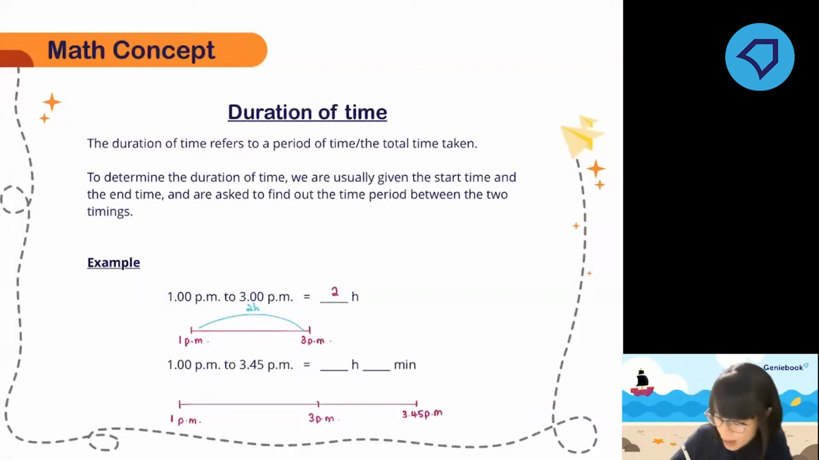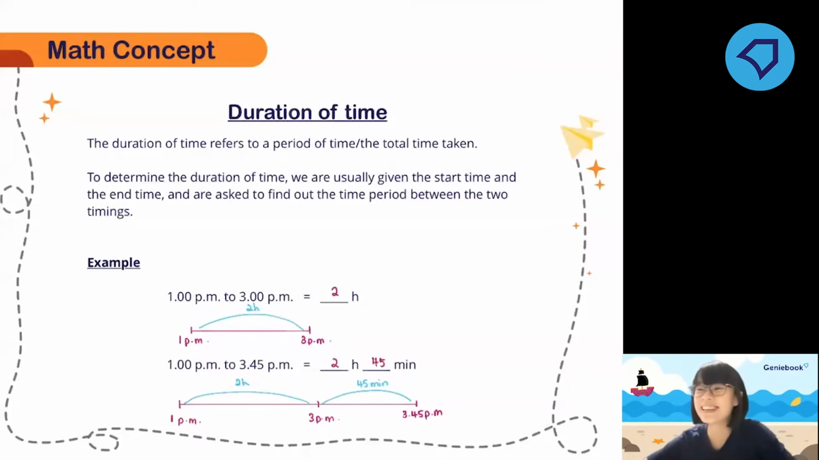Then we realize that 1 to 3 p.m., we have already found out earlier that it takes 2 hours. So from 3 p.m. to 3:45 p.m., it's actually 45 minutes. Therefore, from 1 o'clock to 3:45, it's actually taking 2 hours and 45 minutes. So we are going to split the hours and then the minutes. And then after that, we are going to combine them together.